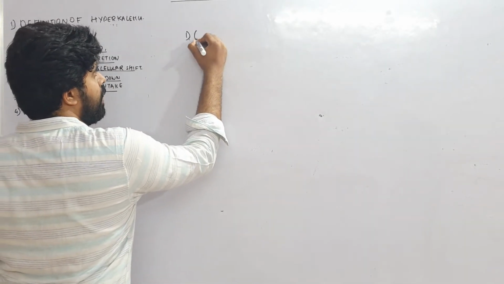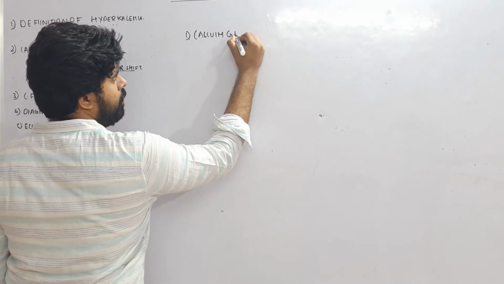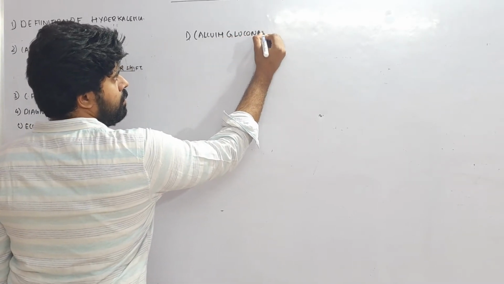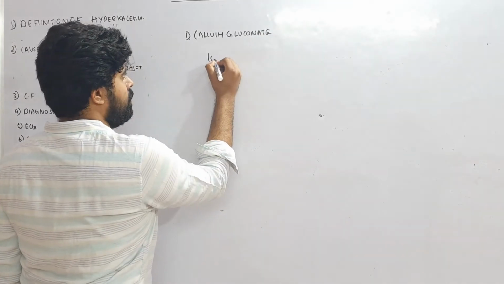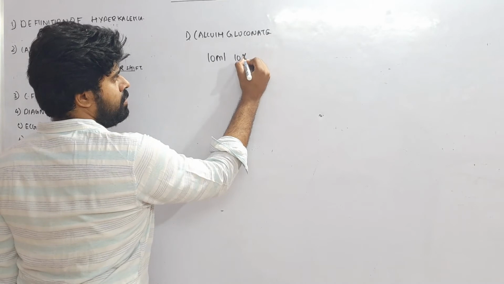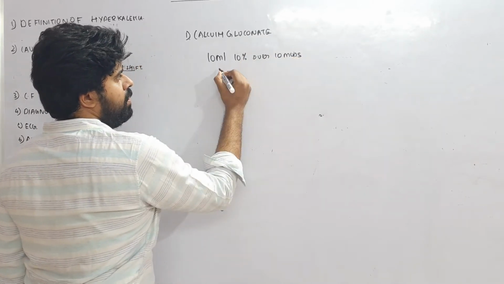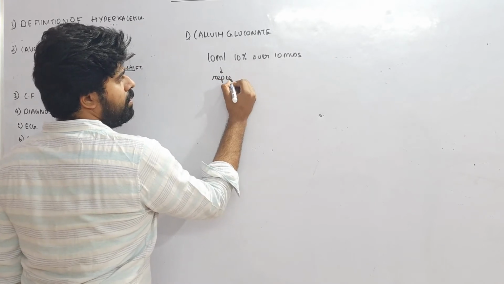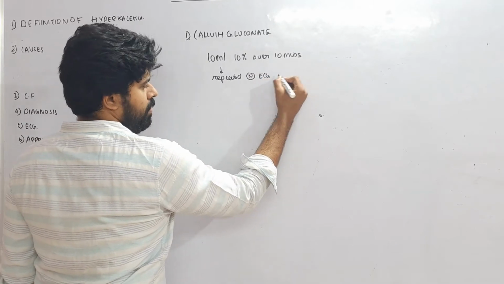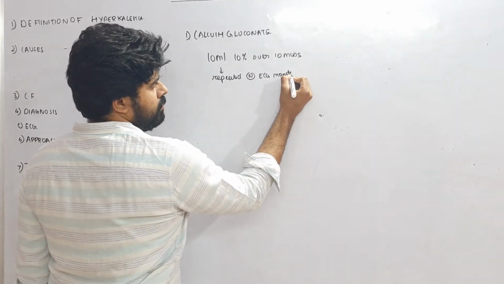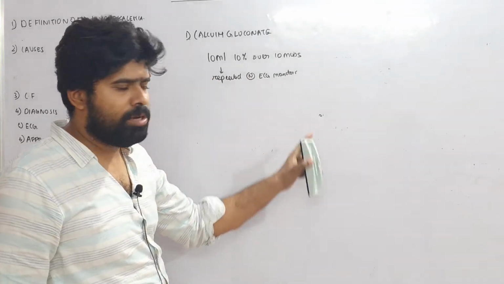First one will be the calcium gluconate. Calcium gluconate is given as an emergency drug. 10 ml, 10% over 10 minutes, and can be repeated till there is normal ECG activity on the monitor. After 30 minutes, it can be repeated. So 10 ml calcium gluconate, 10% over 10 minutes should be given.